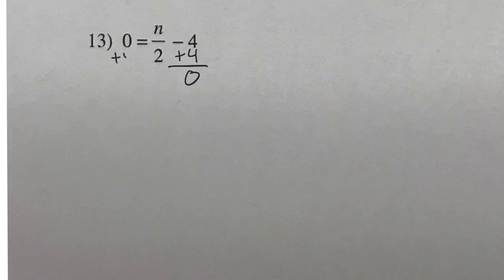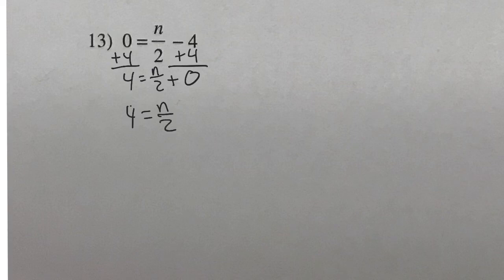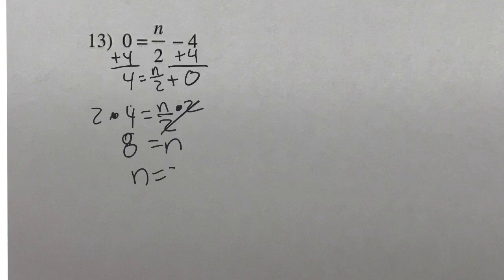Well, if I do one thing to one side, I got to do it to the other. So 0 plus 4 is 4. So 4 equals n divided by 2 plus 0. Or 4 equals n divided by 2. Again, I'm dividing the variable by 2. So to get this n by itself, I'm going to do the inverse operation, which is to multiply by 2. Cancels that out. But what I do to one side, I do to the other. So 2 times 4 is 8. And then I can rewrite that as n equals 8.